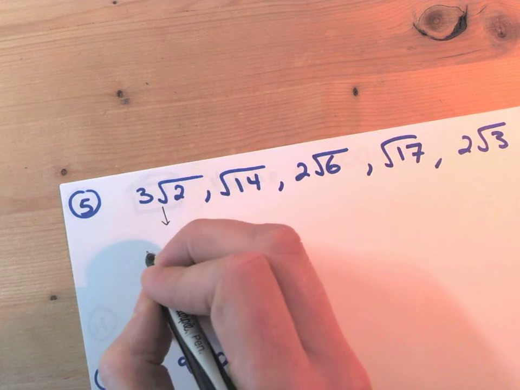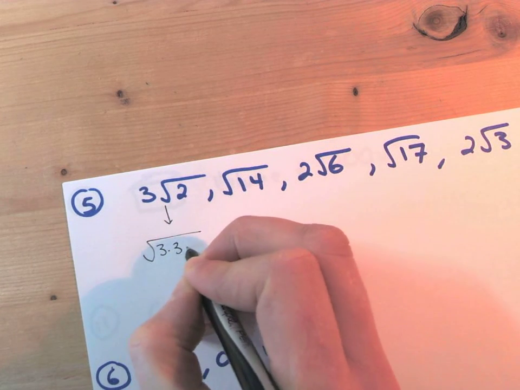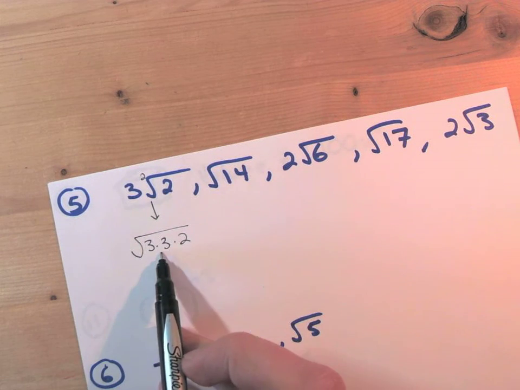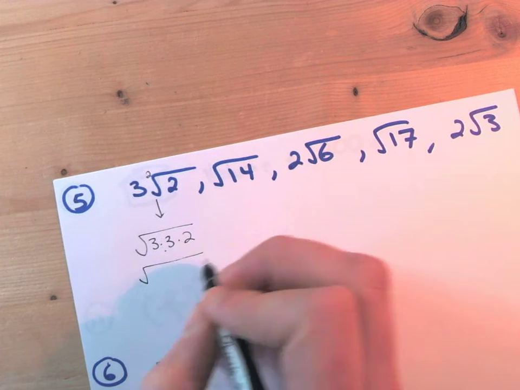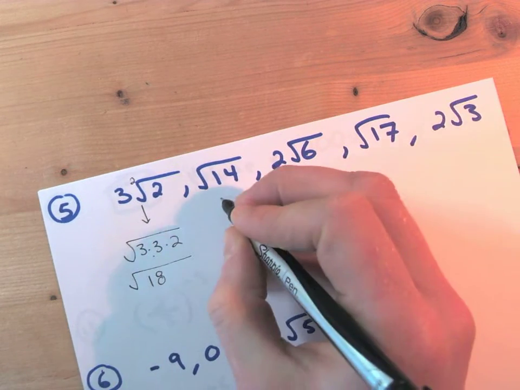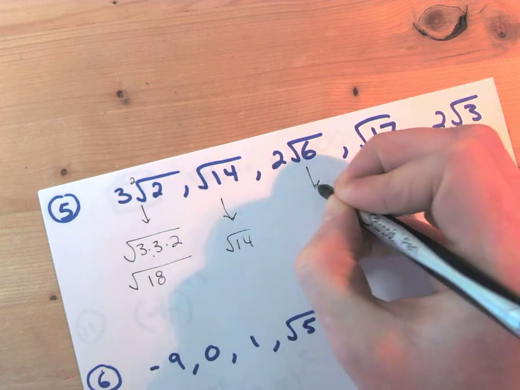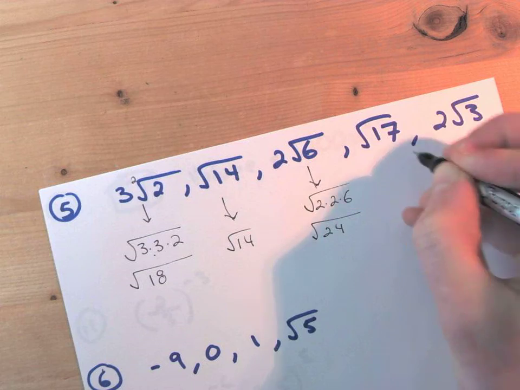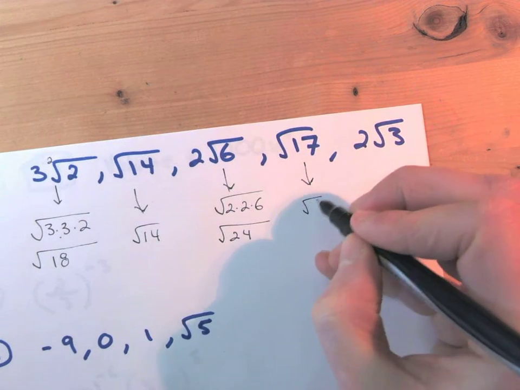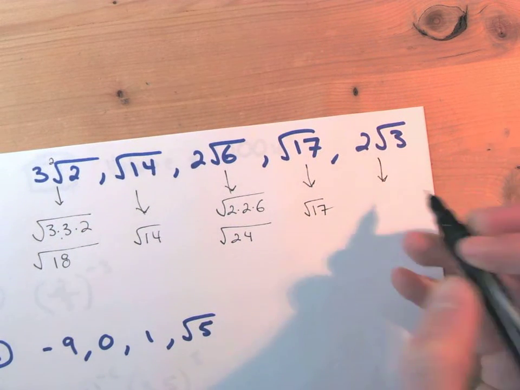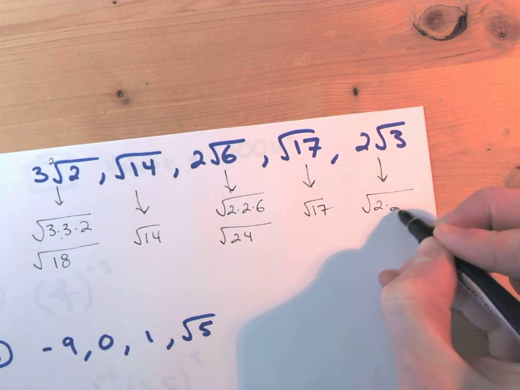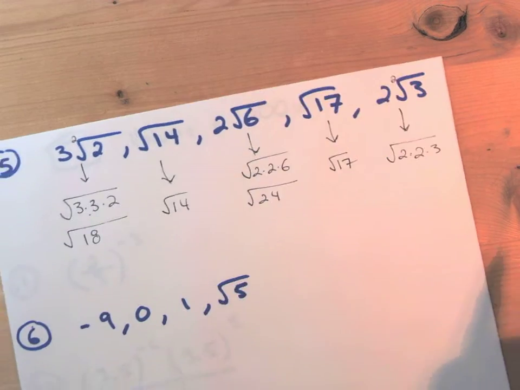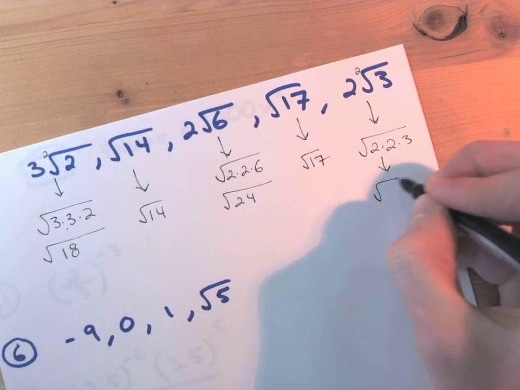The 3 root 2 is going to be the same as 3 times 3 times 2. We bring that 3 on the inside, and because the index is 2, you change 1 3 to 2 3s. So now we have root 18 is that one. This one's just root 14. This one we can convert, 2 times 2 times 6. So that's root 24. This one here is just root 17. And then this one's a mixed radical, so let's change it to an entire radical by going 2 times 2 times 3. Again, changing the 2 into 2 2's because the index is 2. So that can be root 12.